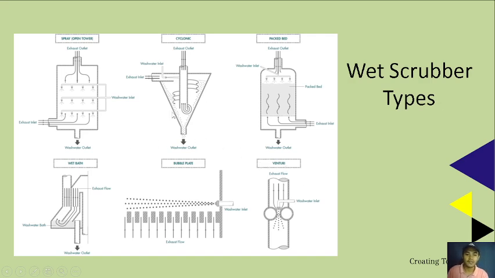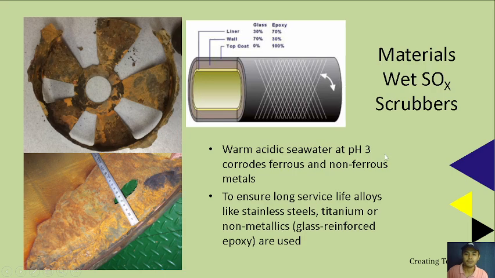There are different designs for wet scrubber types. We have the spray open tower, the cyclonic, the packed bed, the wet bath, the bubble plate, and the venturi. Depending on the manufacturer, they will choose which type of design of wet scrubber to use.